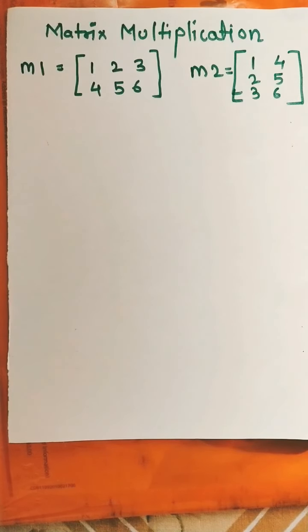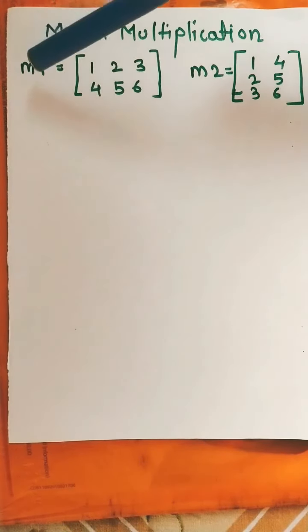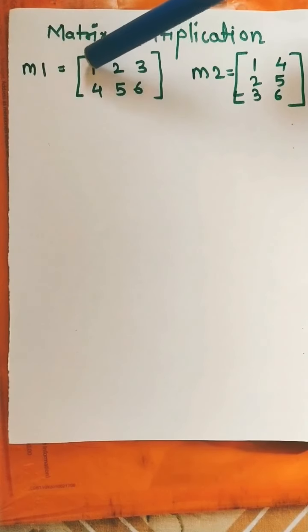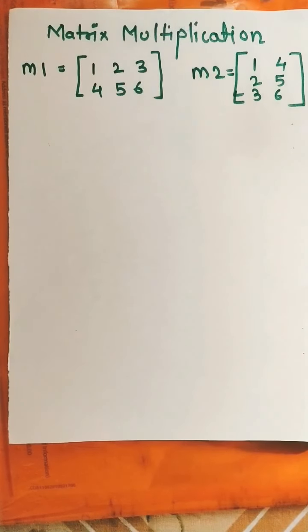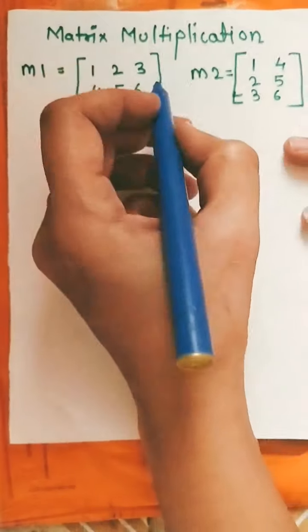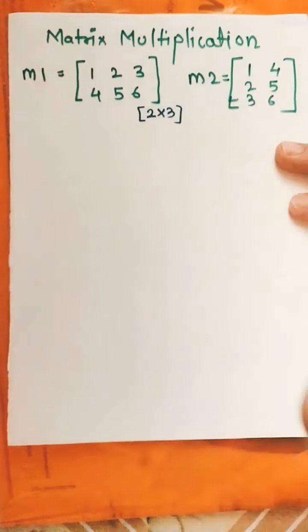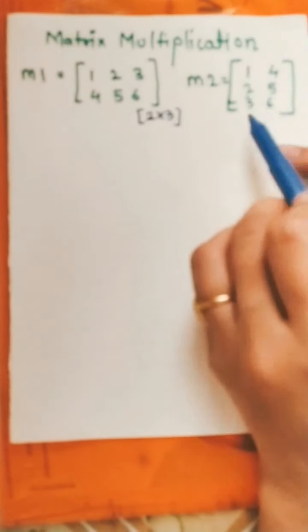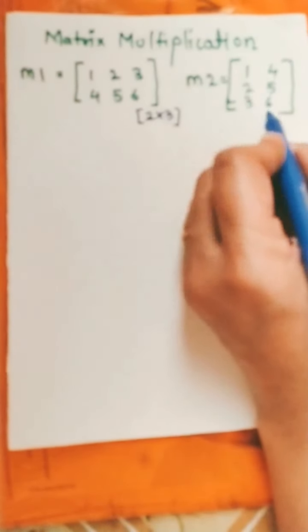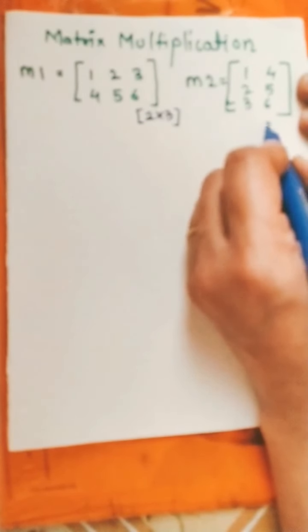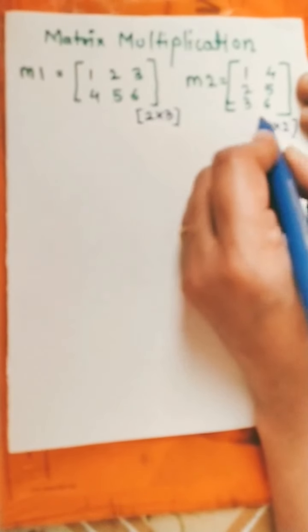A matrix basically stores values in the form of rows and columns. M1 has 2 rows and 3 columns, so the size of the matrix is 2 by 3. And M2 has 3 rows and 2 columns, so the size of matrix M2 is 3 rows and 2 columns.